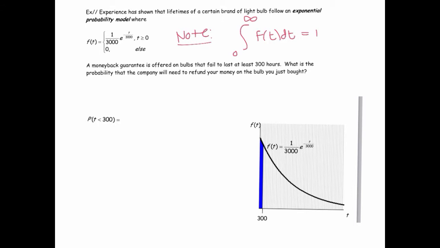We're told that a money-back guarantee is offered on bulbs that fail to last at least 300 hours. What's the probability that the company will need to refund your money on the bulb you just bought? Well, they'll refund if the bulb fails to last at least 300 hours.